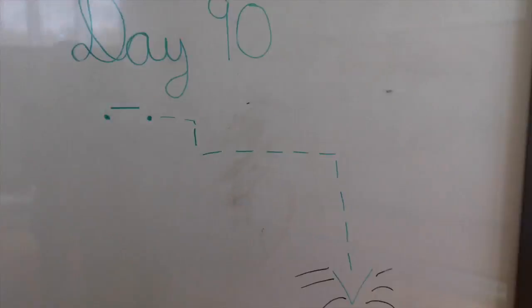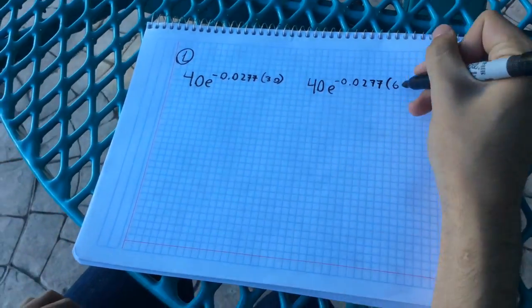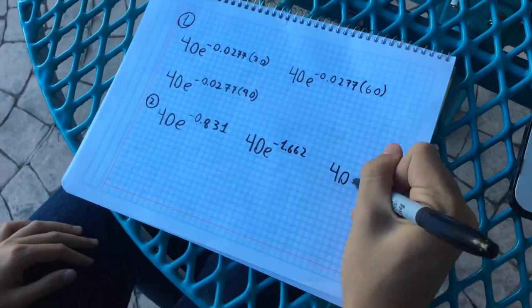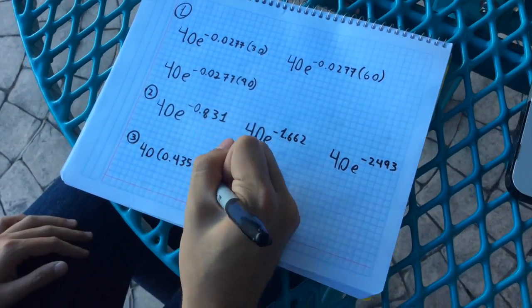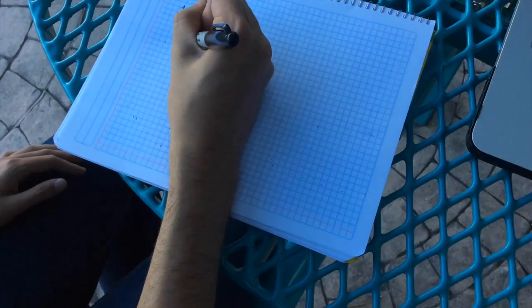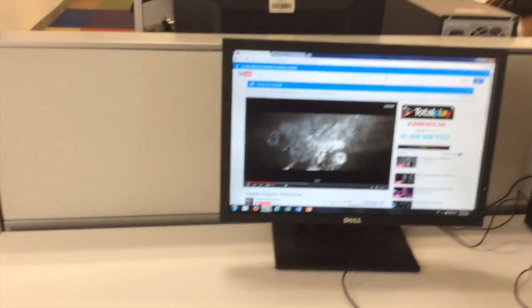First, replace the quantity of days as the value of t. After this, multiply minus 0.0277 by t. Then, raise e to the product of the previous multiplication. Finally, multiply the previous product by 40 and you will get the results. Find the half-life of thorium-234.